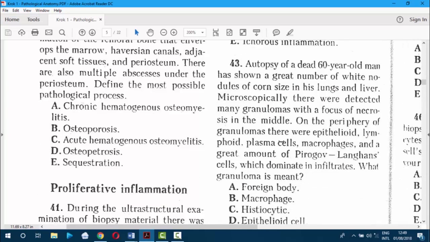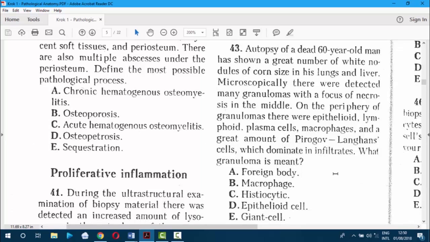Now, autopsy of a dead 60-year-old man has shown a great number of white nodules of corn size in his lungs and liver. Microscopically, there were many granulomas, giant cells, with a focus of necrosis in the middle. On the periphery of the granuloma, there were epithelioid, lymphoid, plasma cells, macrophages, and a great amount of Langerhans cells, which dominate in the infiltrate. What granulomatous is it? I've already explained to you that this is an example of giant cell. So your answer is E.